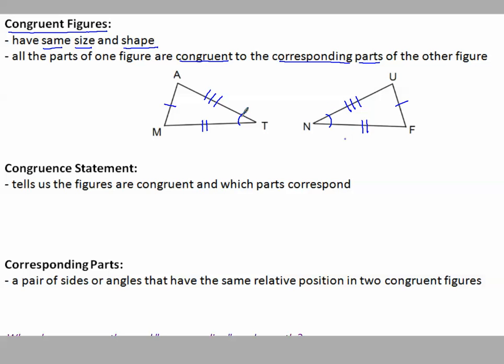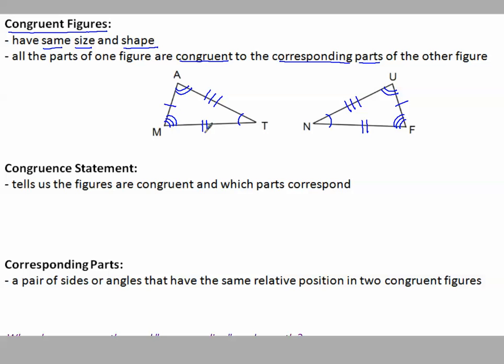Remember how we discussed that the smallest angle is across from the smallest side. They're across from each other. The smallest angle across from the smallest side. Here's our largest side, so where's the largest angle? Across the triangle, so it would be right here. Largest side across from the triangle, largest angle. And then the third angles are congruent to each other.